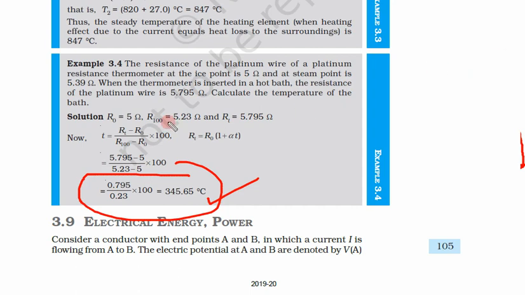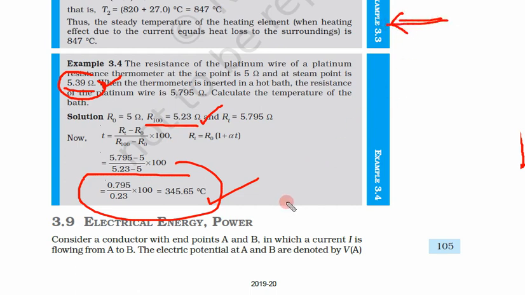But remember, there is one mistake in this example in your books. R100 there is 5.23, whereas here it is 5.39. So there is some mistake in the book. Either you take this value or this value and solve accordingly. There are different ways of solving this problem. They have solved it in a different way. What I have told is a similar method to how we solved the previous example.